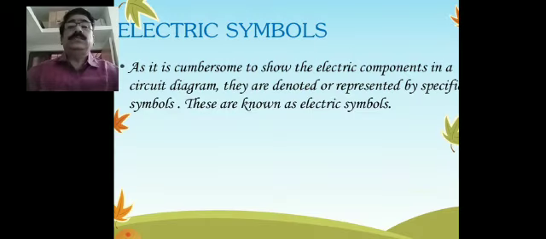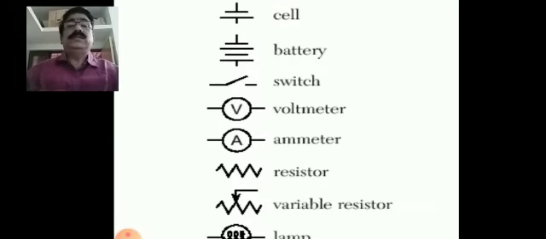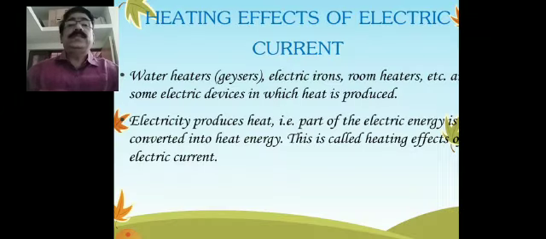And we also give some symbols to denote them so that it becomes very specific when you use the electric devices. Let us see the cell, battery, how a switch has to be drawn, what a voltmeter, ammeter, and so on are. So let us see what the effects of electric current are.